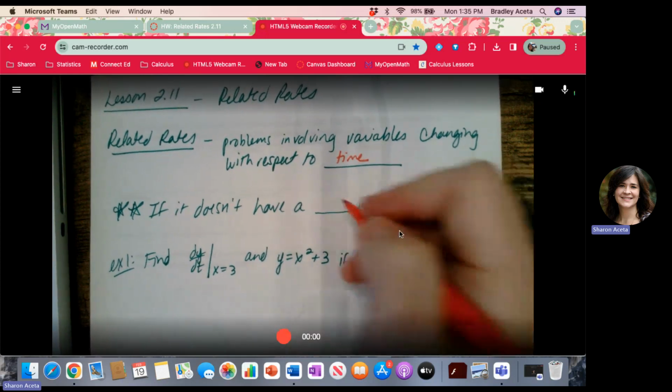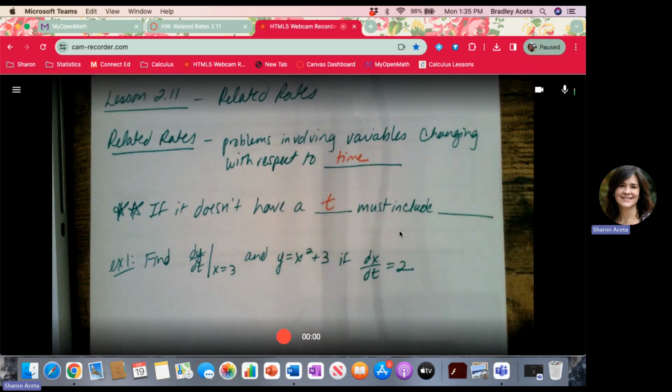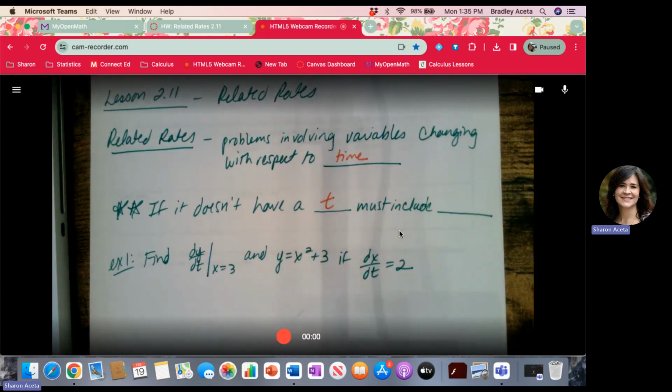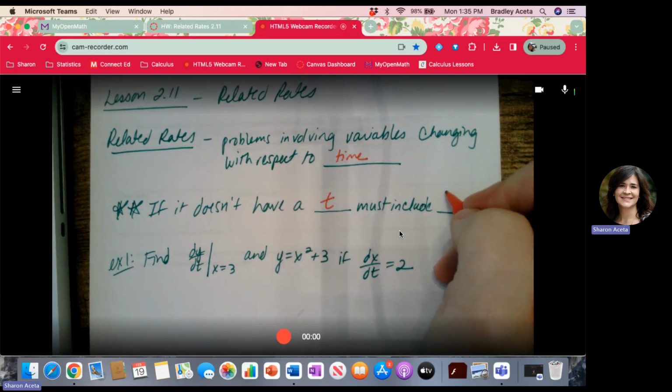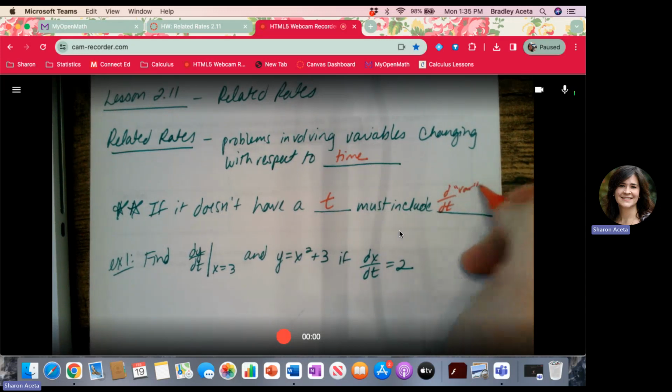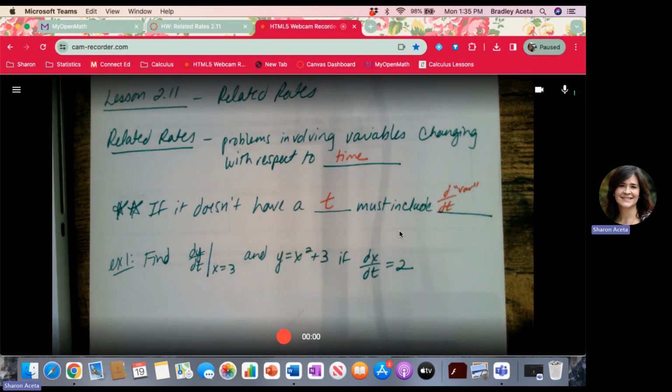So if it doesn't have a t, you have to attach the chain, which would be d variable/dt, whatever the variable is. It could be dV. The variable dt, dA/dt, dH/dt. And so that's what's going to happen when we start doing these word problems. You're going to see we're going to need to attach it with respect to time.